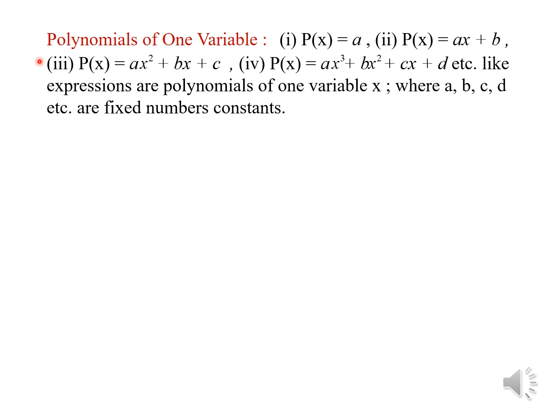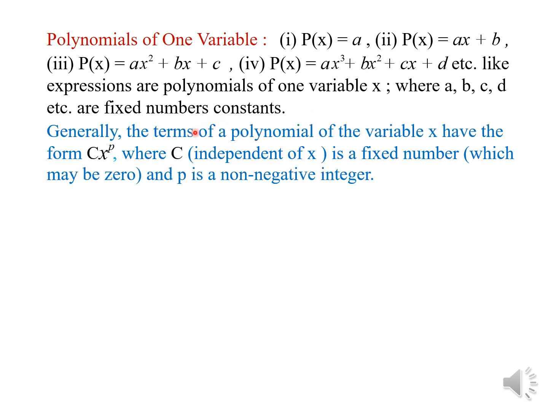In the third, it is also a polynomial of one variable x, and here a, b, c are constants. And in example number 4, this is also a polynomial of one variable x, and here a, b, c, d, these all are constants.